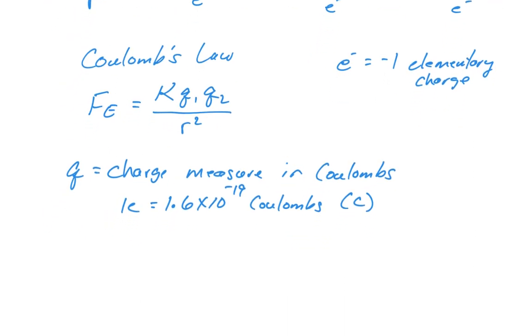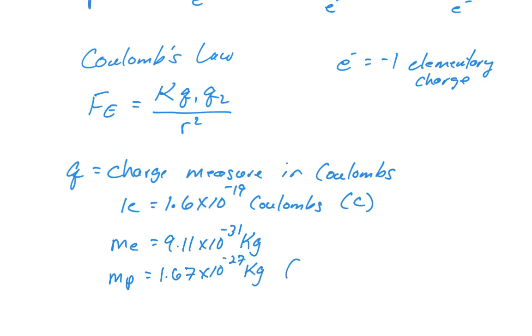Just for future purposes, because you're going to need to know this, the mass of an electron: you were probably told that an electron doesn't have any mass. That's not true either. It has some mass, it's just very tiny, especially compared to a proton or a neutron. So the mass of an electron is 9.11 times 10 to the negative 31st kilograms. That's a teeny tiny number. The mass of a proton, just for reference, is 1.67 times 10 to the negative 27th kilograms, and that's about 1,000 times bigger than an electron.